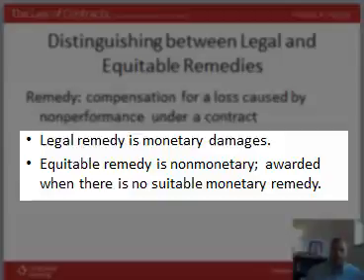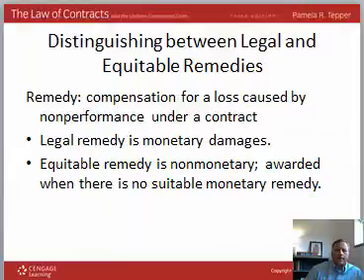A legal remedy is a monetary damage that the party can claim for the loss suffered as a result of the other party's failure to perform those contractual obligations. These are the types of remedies most commonly sought and awarded in contracts lawsuits. They're usually known as damages. The other type of remedy a court can order is non-monetary, and it's known as equitable relief or an equitable remedy. This is awarded when there's no suitable monetary remedy available, and the court can fashion this kind of remedy according to the facts of a case.